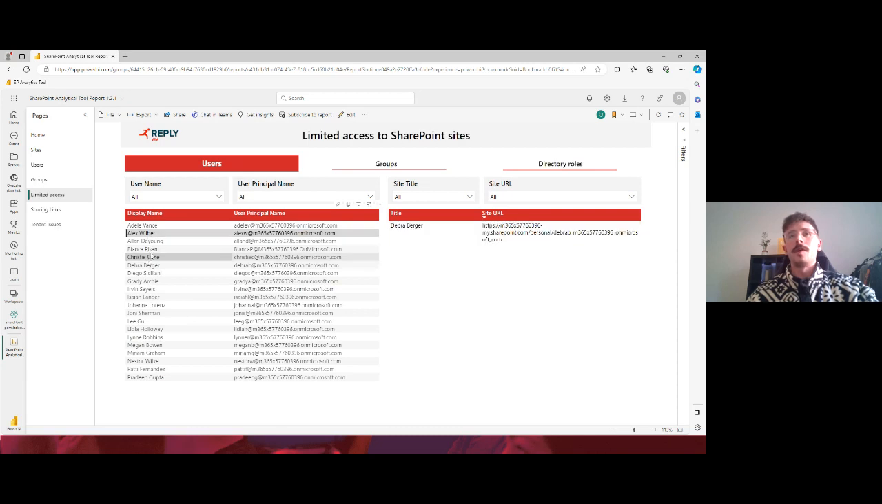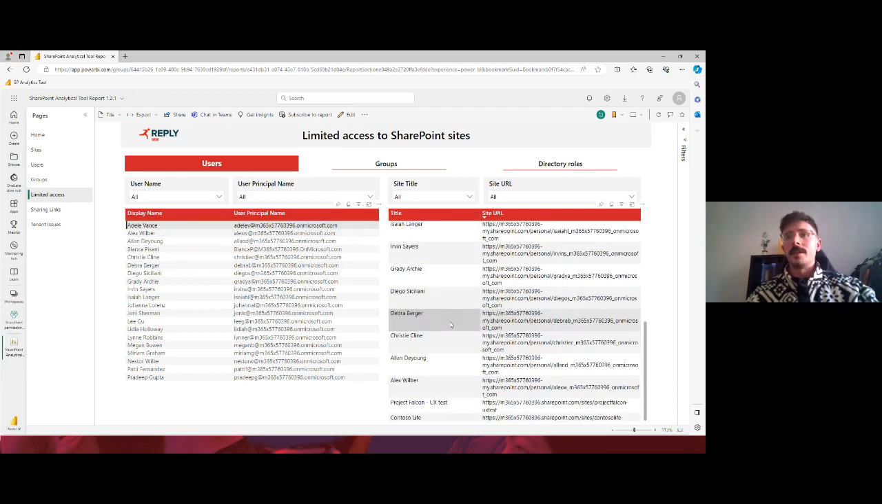So I can work my way through here. You know, I can see Alex has limited access to Deborah's OneDrive. If I go into Adele, it's going to show me all the different areas where limited access has been provided there. And again, a lot of this might be fine. Just because you've got these sorts of access doesn't necessarily mean it's a bad thing. But if there's anything on there which could be a red flag, we can mark it and we can action it.